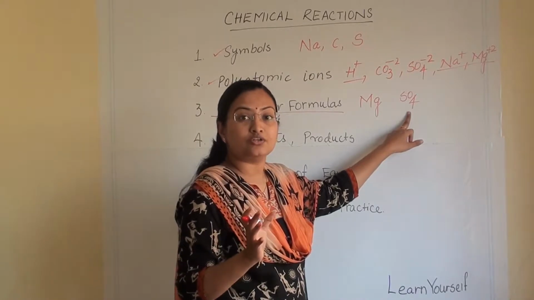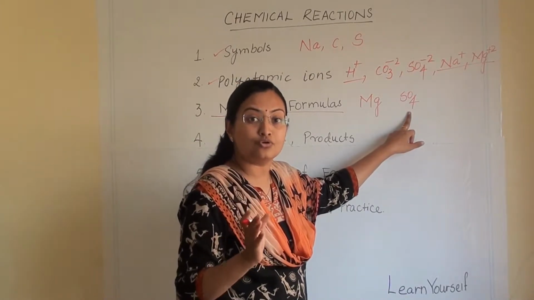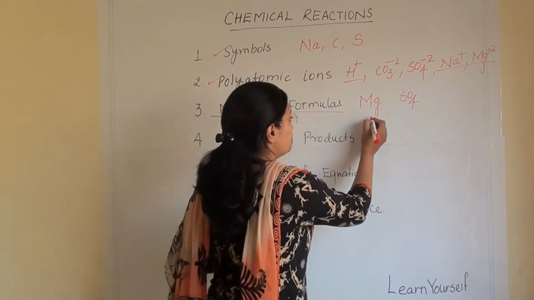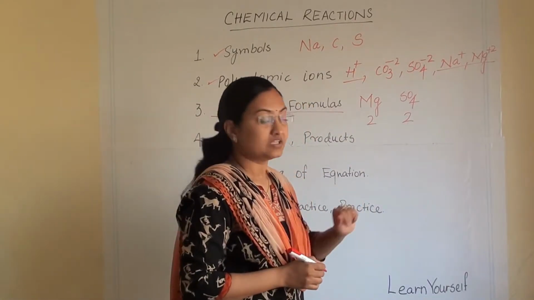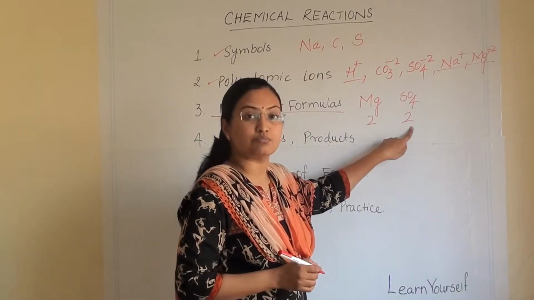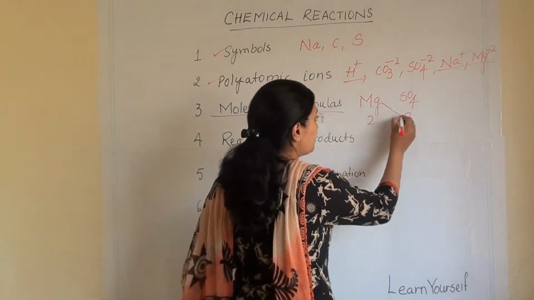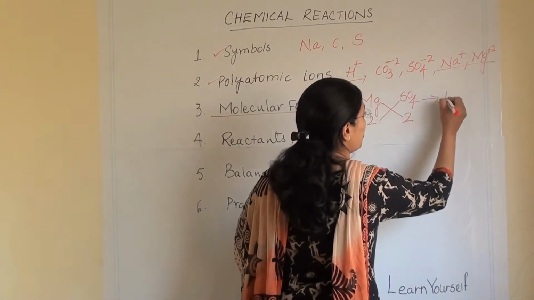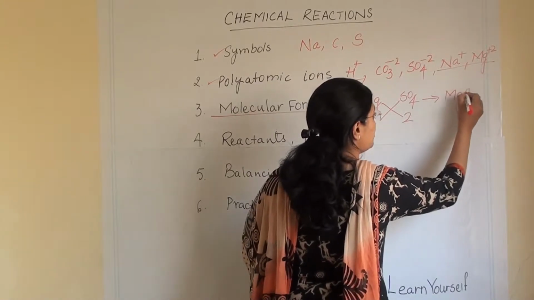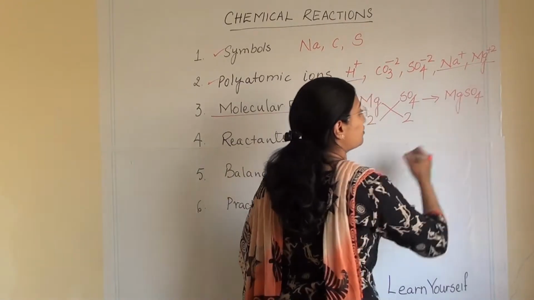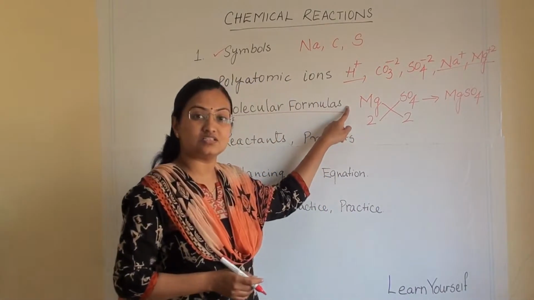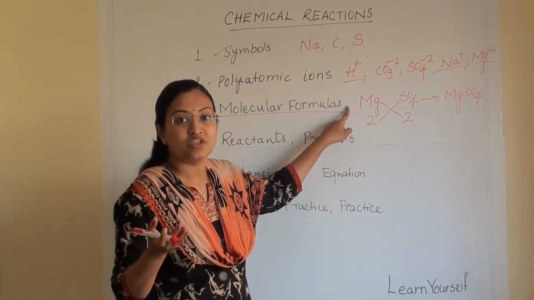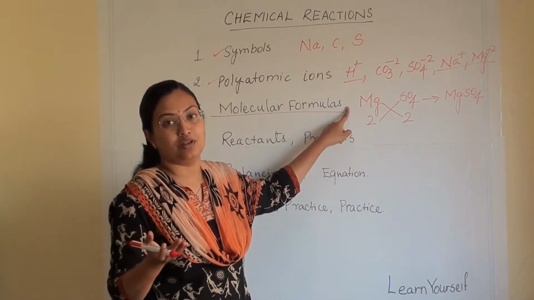To write a molecular formula, you should also know their combining capacity. So Mg is 2, SO4 is also 2. This is +2, this is -2. Via the crisscross method, you write the molecular formula MgSO4. And you know where the 2 comes. If you have doubt in this step, please refer to my video on how to write molecular formula.